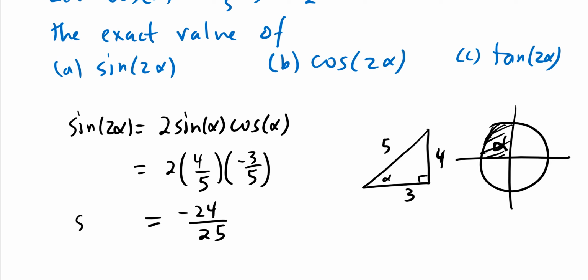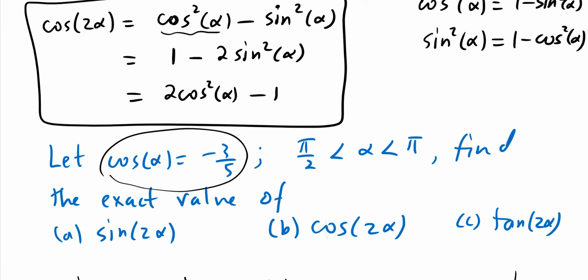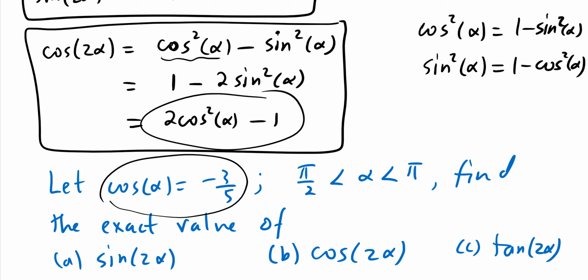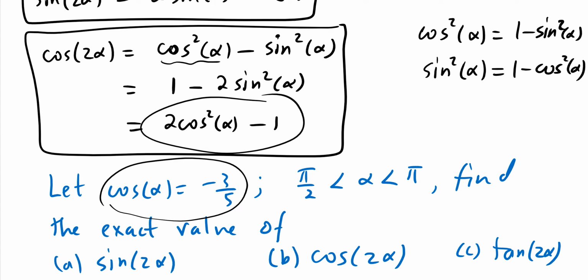Part B, which formula do I use? It has 3 formulas. Usually I recommend using the one that has whatever is given. Only cosine is given, so I would recommend using the last one, just in case. If you use the first or second one, you need to know what sine is. What if you got sine wrong? Then cosine 2 alpha would be wrong. So I'm going to use the last one, which is 2 cosine squared alpha minus 1.